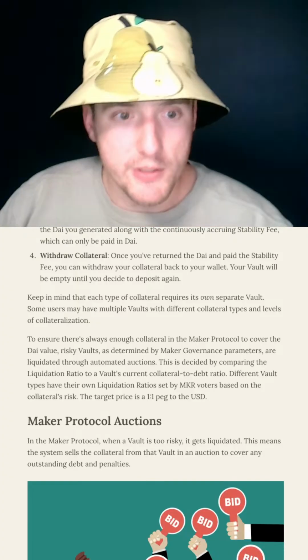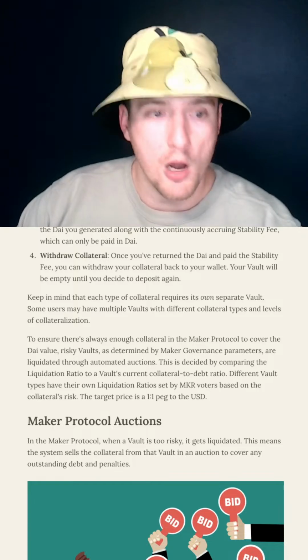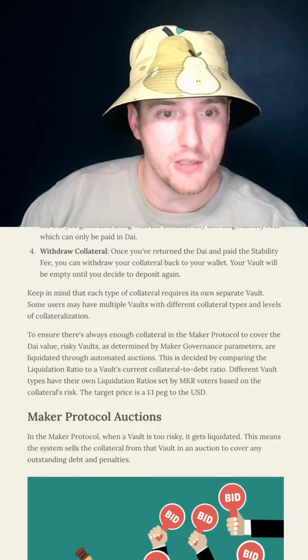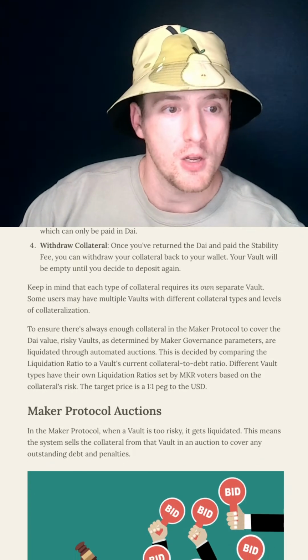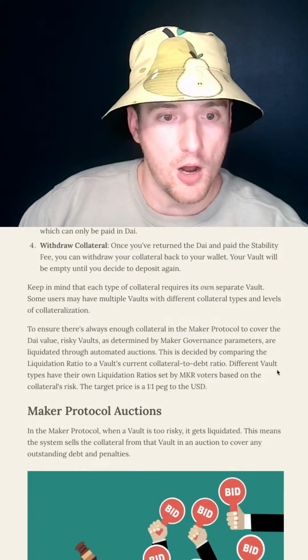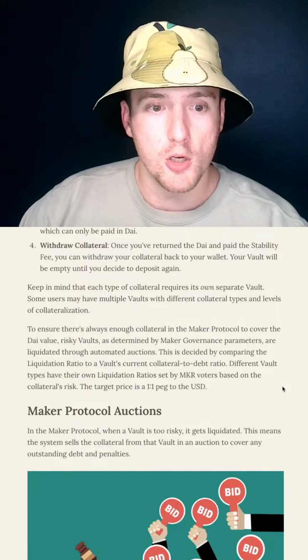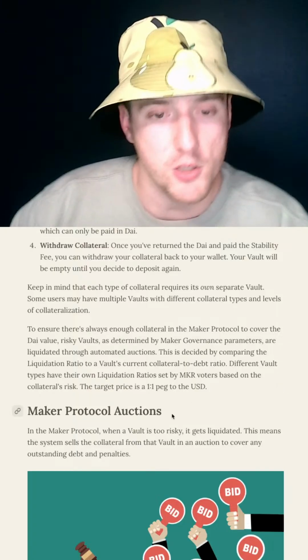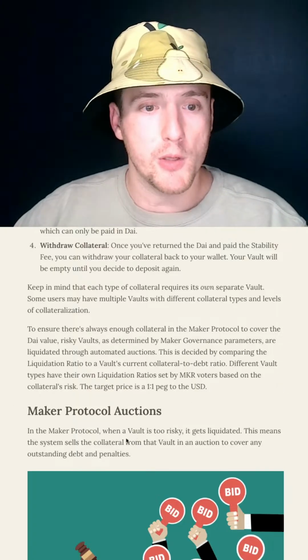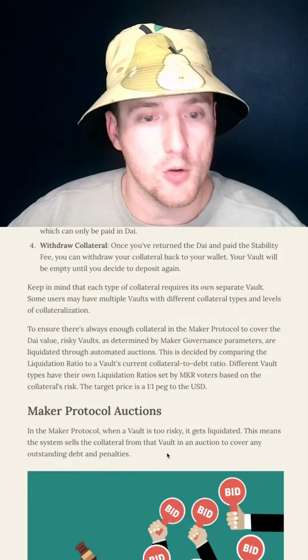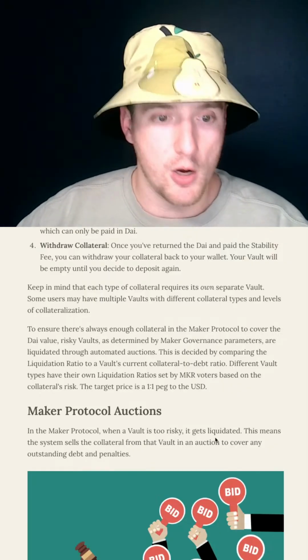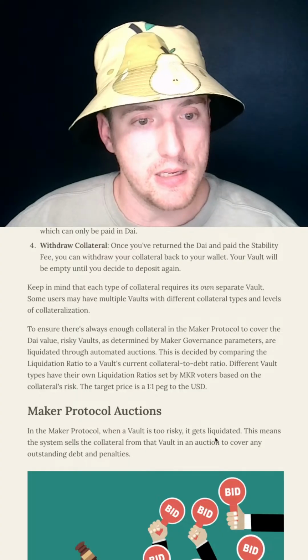To ensure there's always enough collateral in the Maker protocol to cover the DAI value, risky vaults, as determined by Maker governance parameters, are liquidated through automated auctions. This is decided by comparing the liquidation ratio to a vault's current collateral to debt ratio. Different vault types have their own liquidation ratios set by Maker voters based on the collateral's risk. The target price is 1-to-1 pegged to the USD.